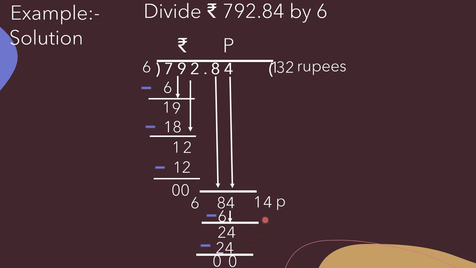So what is the answer? That is 132 rupees 14 paise. Now we will write it collectively like this, rupees 132.14. Understood, beta? Now we will do some questions of it.